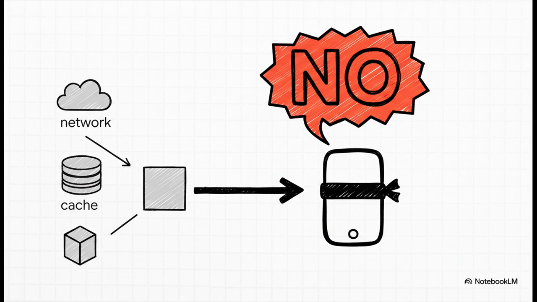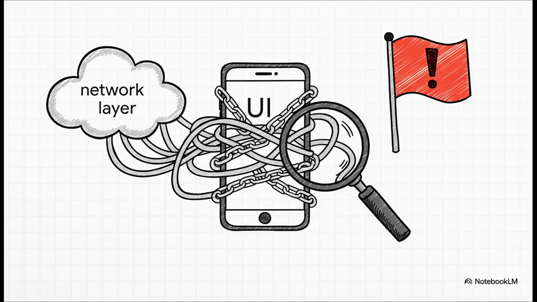And the answer, I hope, is a big, flashing, emphatic no. A view has one job and one job only: to display data that it is given. It should be completely clueless about where that data came from. The network, a database, a local file, the view shouldn't know or care. And here's why this is so important.